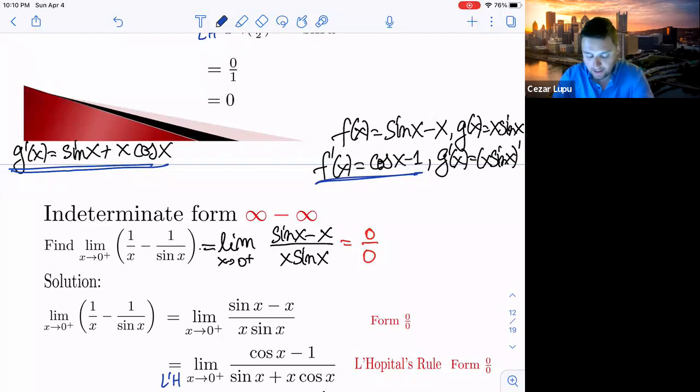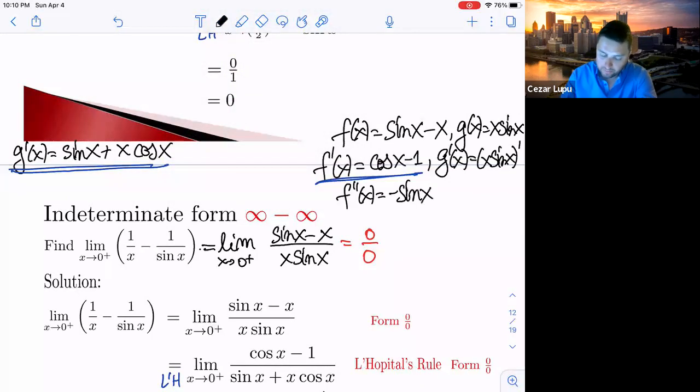Well, let's plug it in again. x equals 0 from the right. Cosine of 0 is 1, 1 minus 1 is 0, and on the bottom we have 0. So again, we have indeterminate form 0 over 0, so we can go with another derivative. So let me compute again. f second prime of x, so we can apply L'Hopital's rule one more time, would be negative sine of x. And here, g second prime of x will be negative cosine of x plus, and here we have a product. Okay, let me write it like this.